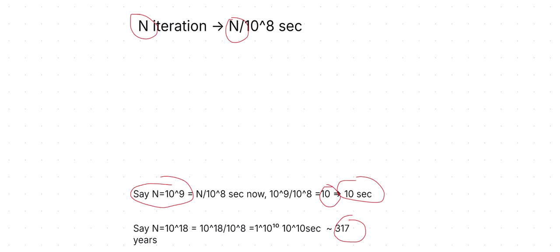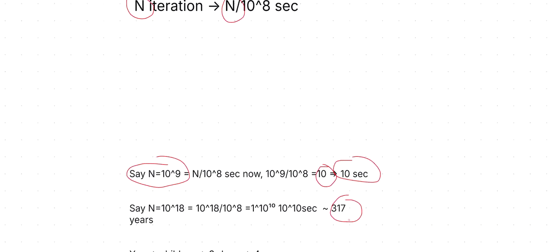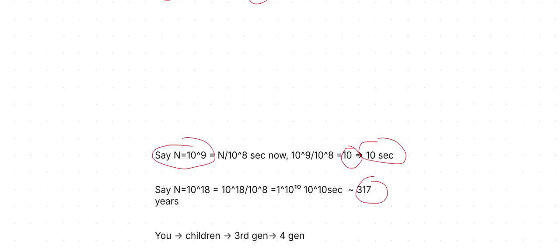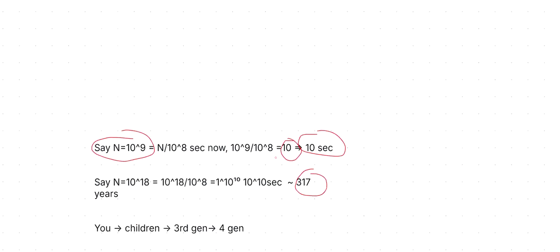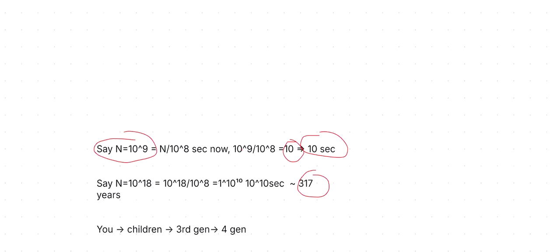So tell me, would you be able to see the output of the code? Maybe you, your children, or maybe the third or fourth generation will see the output, right? If it takes 317 years, we can say there is a problem with this code, correct? Now, I think you understood what I want to say, why it is taking 317 years or so. If you have any query, please add it in the comment. I will check and I will reply to you.